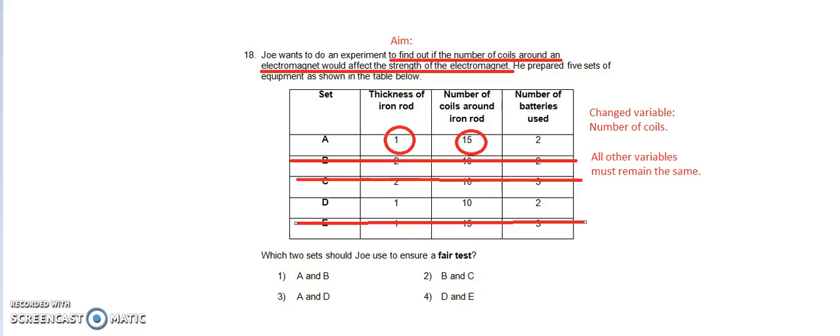So if you compare these two, okay, the thickness of the rod remains the same. The number of batteries used remain the same. But the number of coils around the iron rod is different. So actually we should choose setups A and D to ensure a fair test. So answer is 3. A and D.